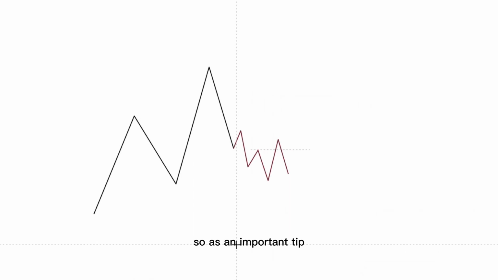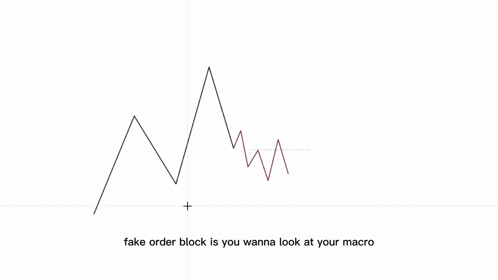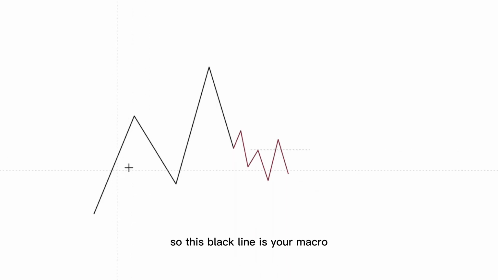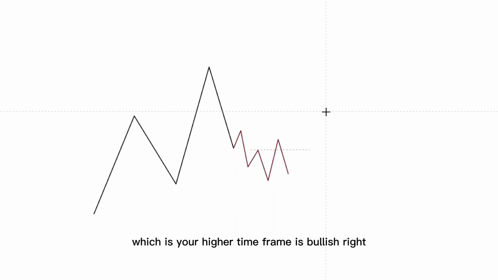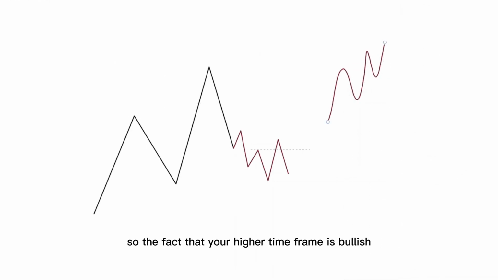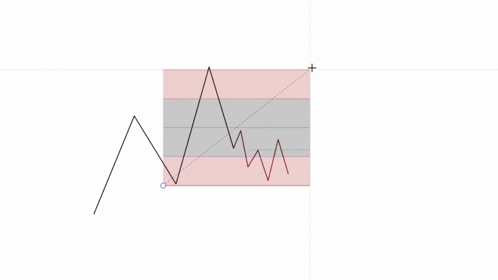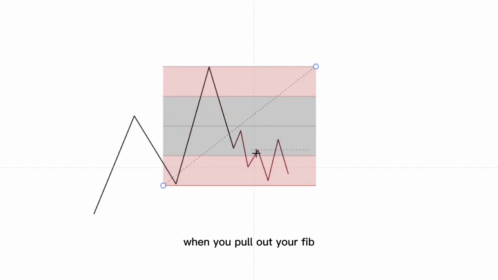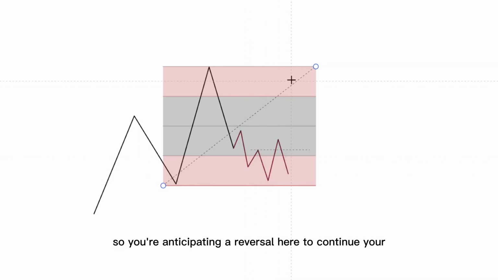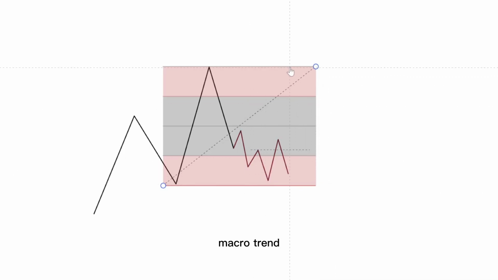So as an important tip, when you're looking at your change of character fake order block, you want to look at your macro. So this black line is your macro. And as you can see, your macro, which is your higher time frame, is bullish, right? So the fact that your higher time frame is bullish, price reached your discount. What is your discount on your macro? When you pull out your fib and you pull out your quarters, you're in your discount. So you're anticipating a reversal here to continue your macro trend.